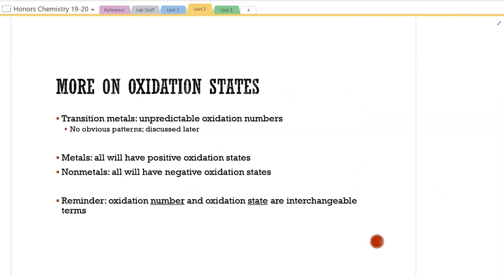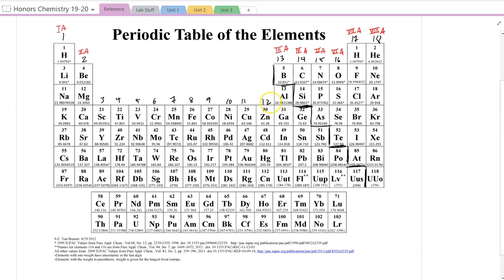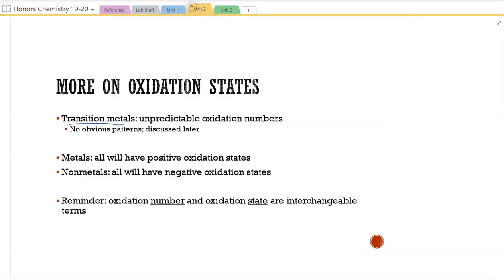A couple more notes on oxidation states. Transition metals, those are the metals that are kind of in the middle section. So as I mentioned earlier, this area right here, and all these elements right here, those tend to have a less obvious pattern, so we'll talk about those later on. Metals will all typically have positive oxidation states. Non-metals will typically have negative oxidation states, basically repeating what we saw before, predicting what the charges are going to be. And of course, as a reminder, this oxidation number, oxidation state, and the word charge, that also has interchangeable meanings here.